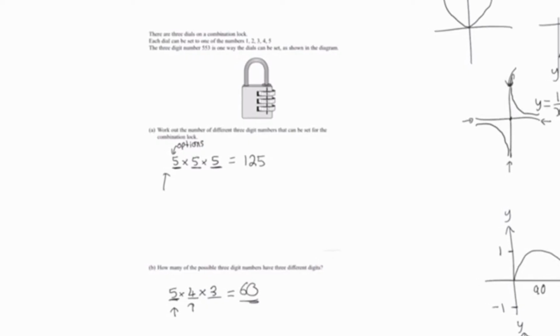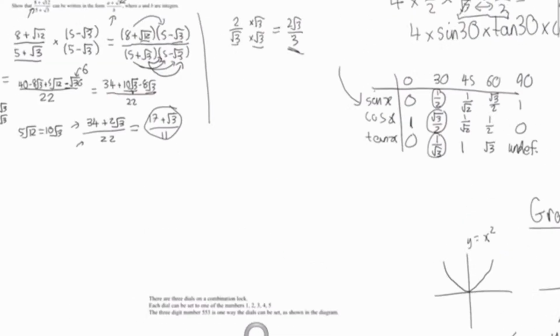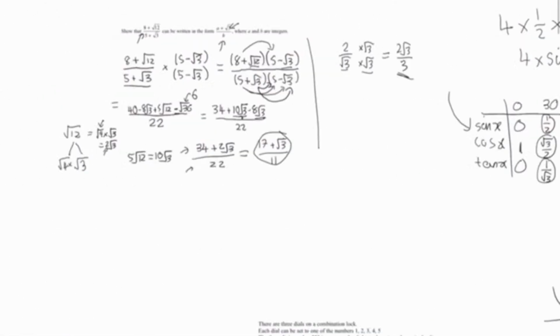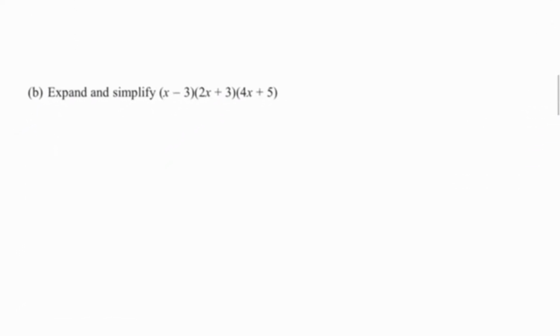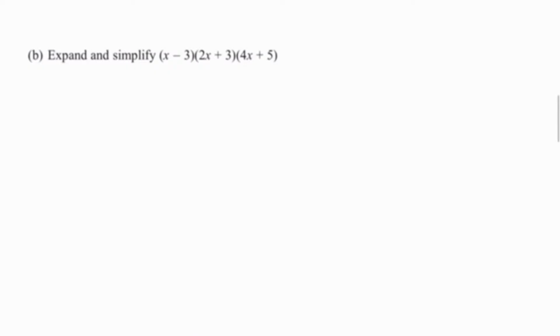So let me just see what our next one is. Okay, so this next one is on ratios. Actually no, this next one's not ratios. If I scroll down, this is our next one. So this is just expanding brackets. This is a key thing that you need to be able to do. What we have here is expanding triple brackets.